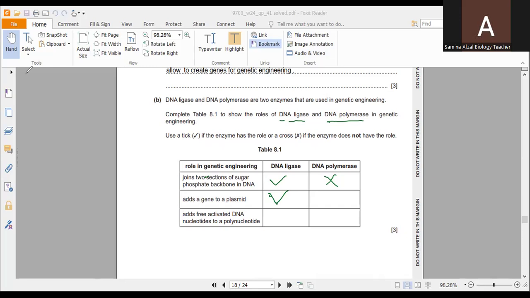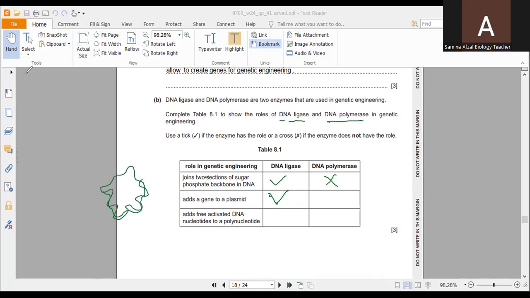So it means they will act as a glue when there are two sections of sugar-phosphate backbone in the DNA. And secondly, a gene, when it is added into the plasmid, the circular DNA.